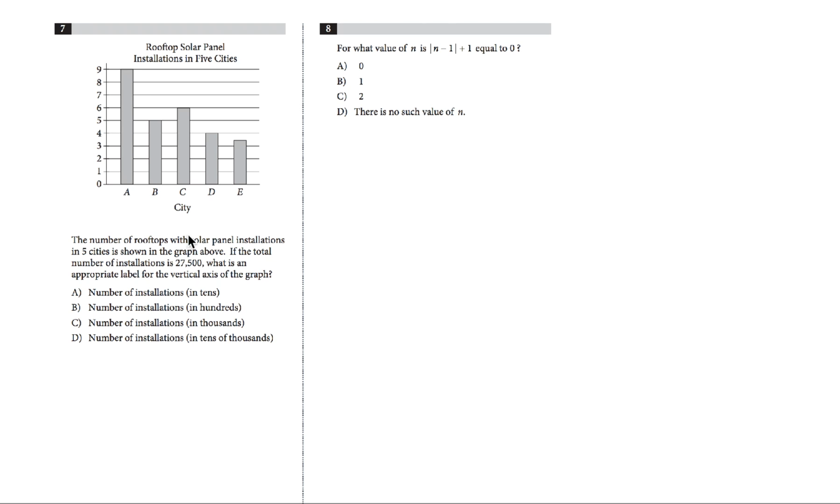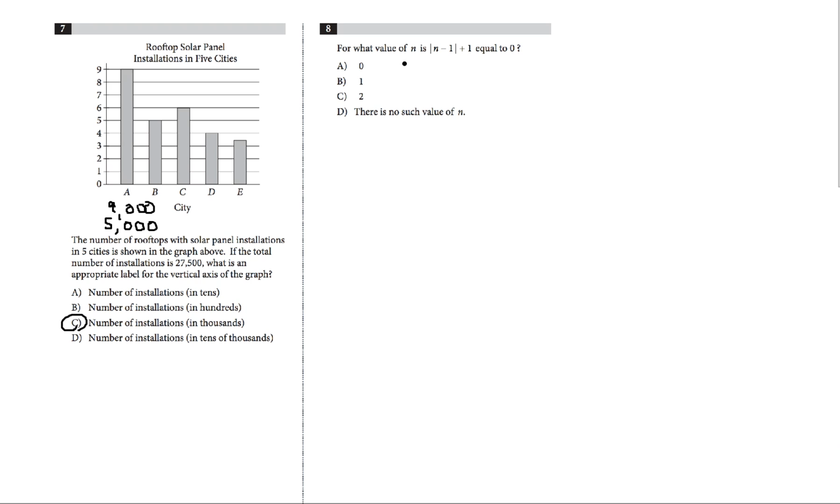Okay, so 27,500. Since this is in thousands, these are going to be in thousands. What you could also do is figure out that this would be 9,000 right here, and this one would be 5,000. If you did it in thousands and worked through each of these, it would add up to about 27,500. So the answer is in thousands. So this would be 1,000, 2,000, 3,000, 4,000, 5,000. You could try it with other ones, but it won't work.